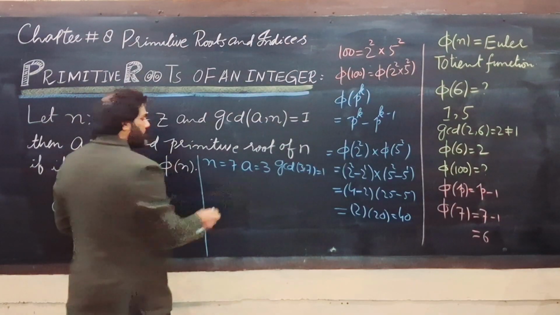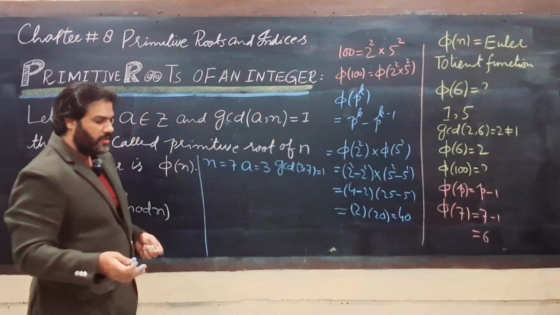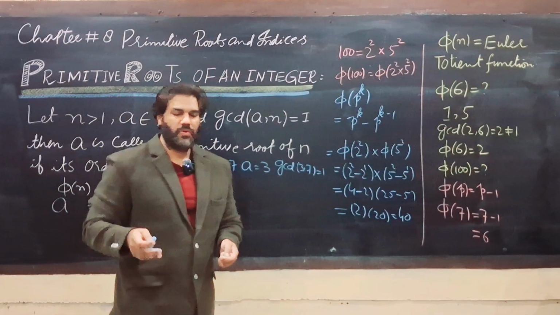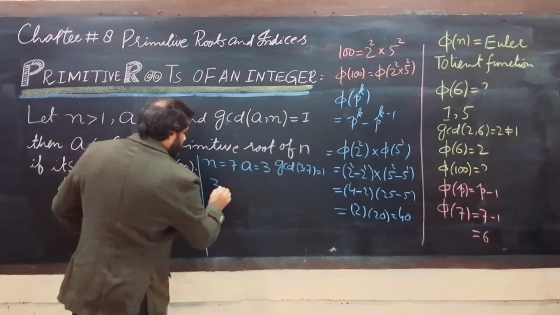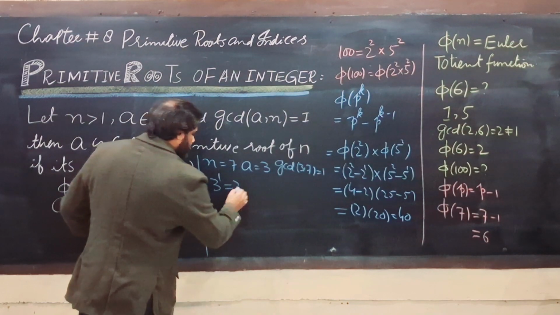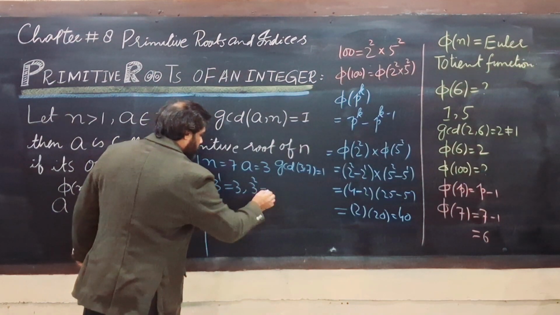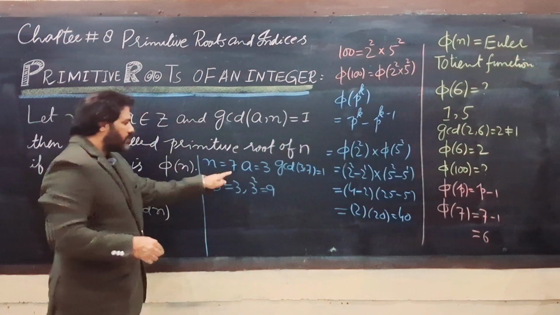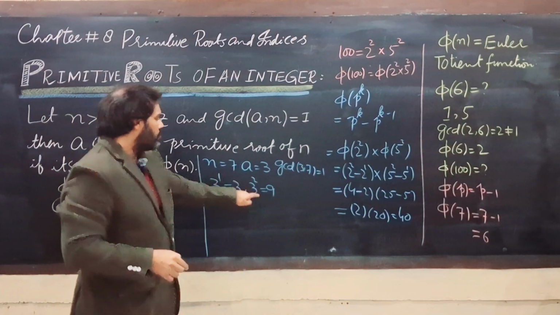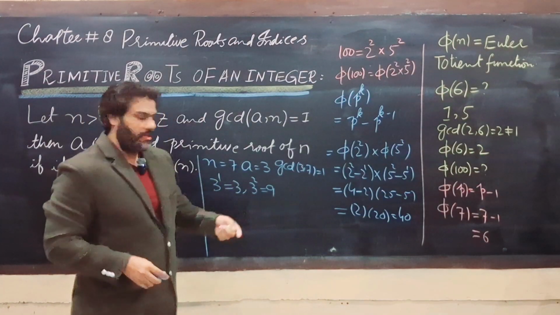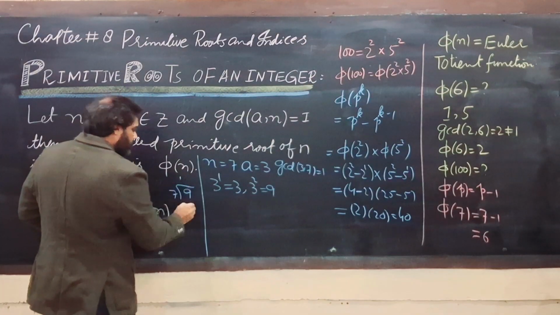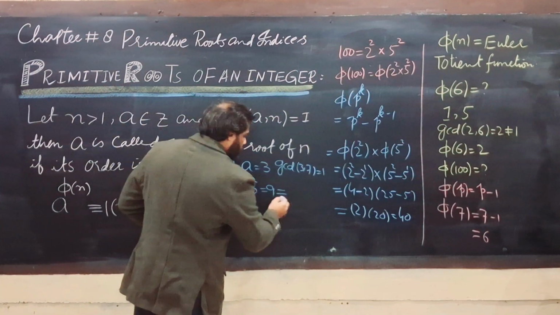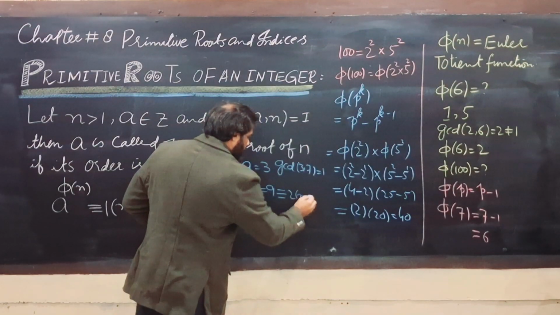You will consider the successive powers of 3 and note at which power of 3 it is congruent to 1. For example, 3 raised to power 1 is simply equal to 3. 3 square is equal to 9. As 9 is greater than your modulo 7, divide 9 by 7. What is the remainder? When we divide 9 by 7, this gives a remainder equal to 2. It means 9 is congruent to 2 modulo 7.